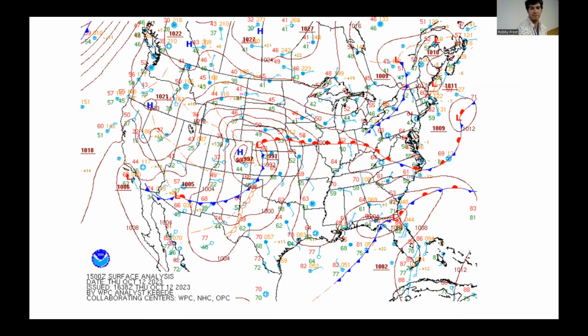And let's go to the WPC map. Do we see that feature there? No, they totally left it out. So you can't always trust other people's analyses to get it right.